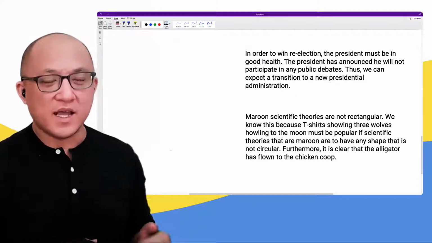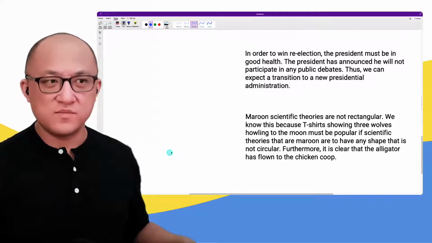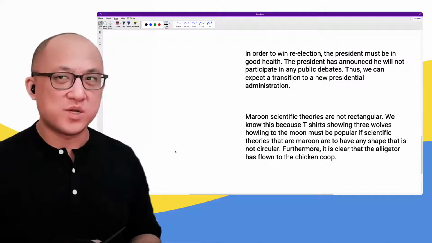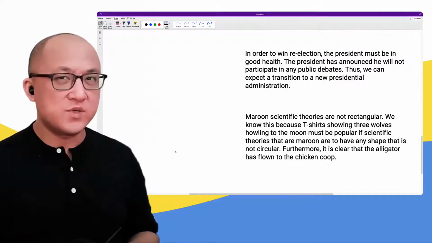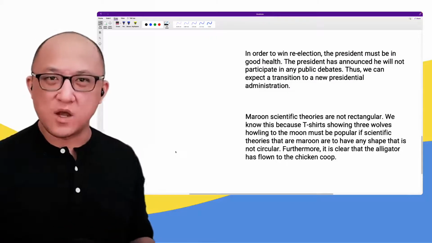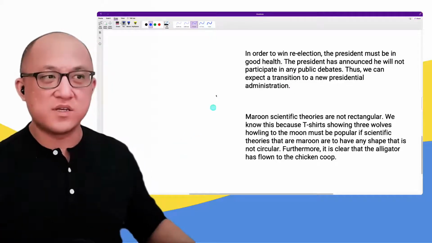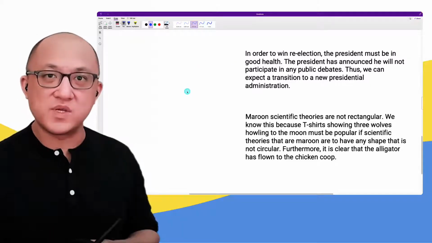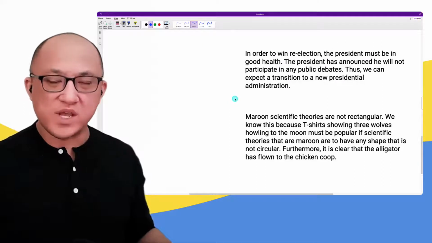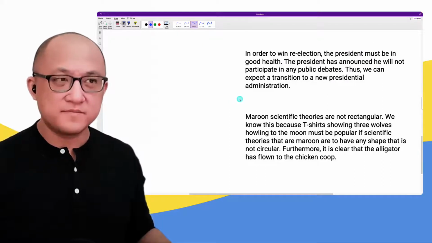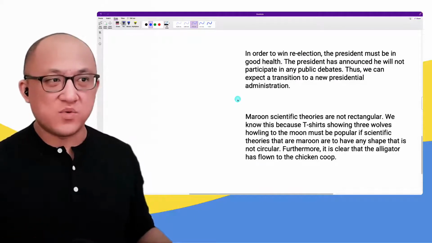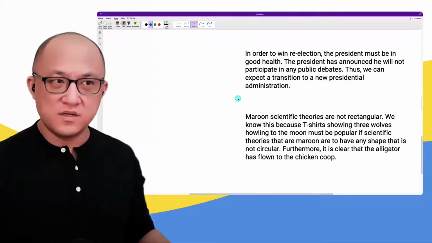And I know that these are two totally different arguments in terms of content. So can you think about the structure, what they're trying to do here? First, you could probably see that they are basically trying to do that contrapositive structure, right? Like the previous one. In order to win re-election, the president has to be in good health. The conclusion is basically that the president won't win re-election, right? So if this is going to be a good argument, I want to know that the president's not in good health. Is that what they tell me?